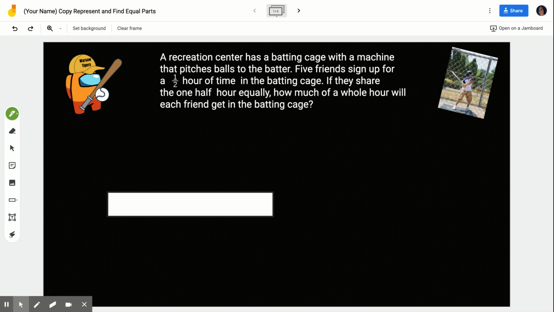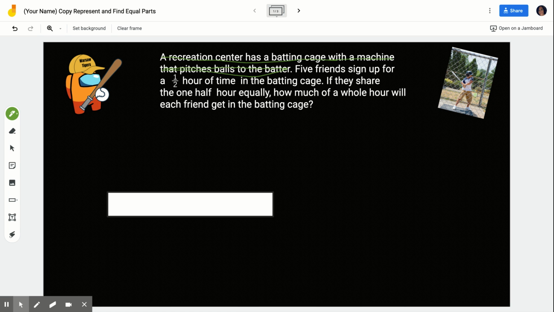So here we see a recreation center has a batting cage with a machine that pitches balls to the batter. So that is not going to be important information when we start to solve this problem, but it is important information to create a visual. We talked last week about when I was younger, they called word problems story problems. It's a story problem because the idea is to create a visual or a movie in your head about what's happening to help you solve this problem. So that is important information to create that visual in your head.